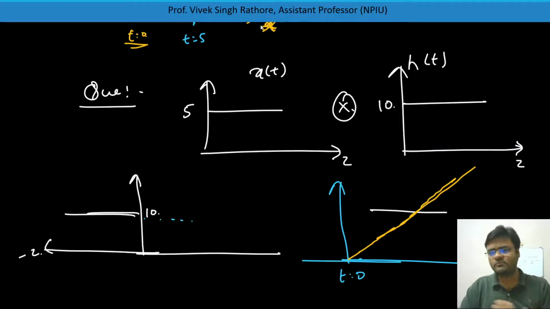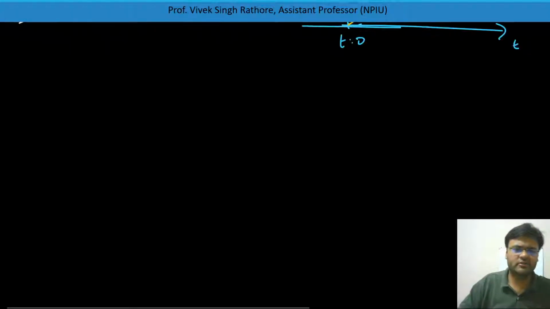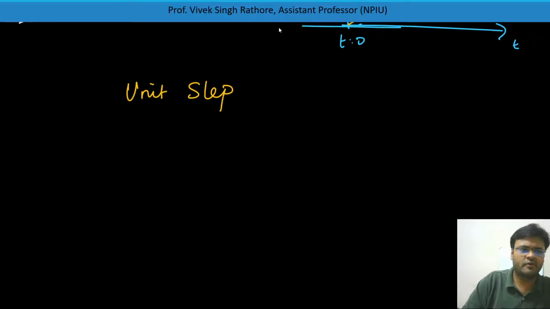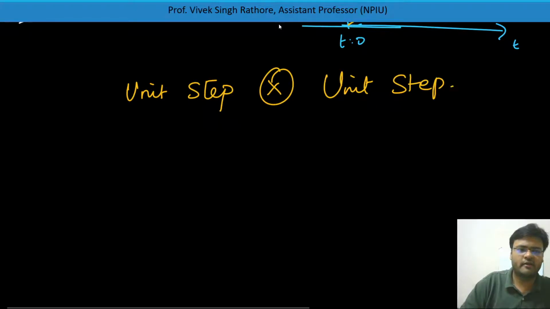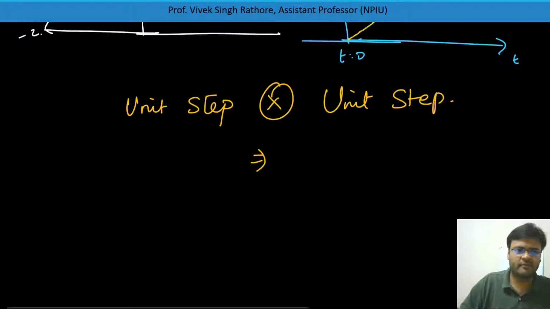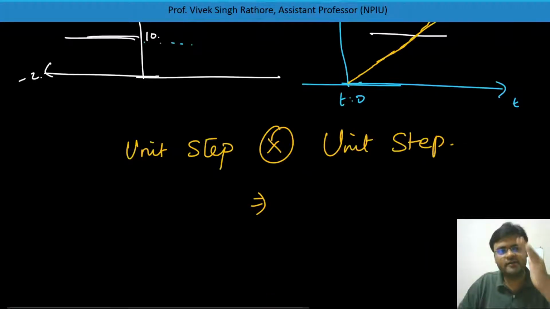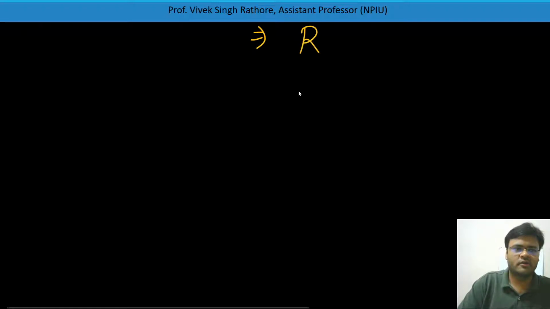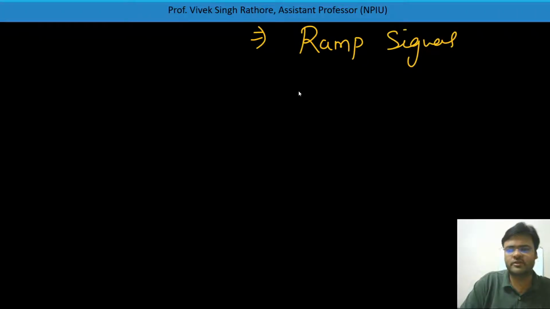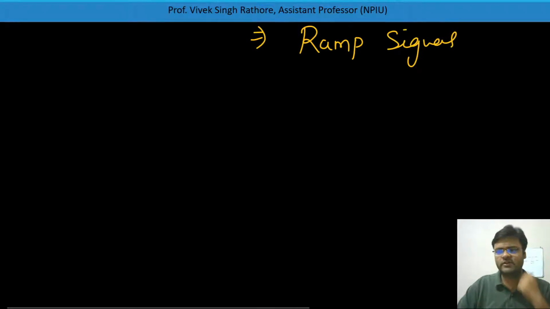So from this question you can understand that whenever a unit step is convolved with a unit step, you will always get a ramp signal. I think you can answer before me, you'll always get a ramp signal. So a ramp signal will be generated when two step signals are convolved with each other.